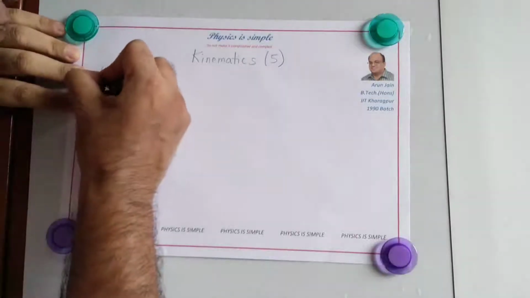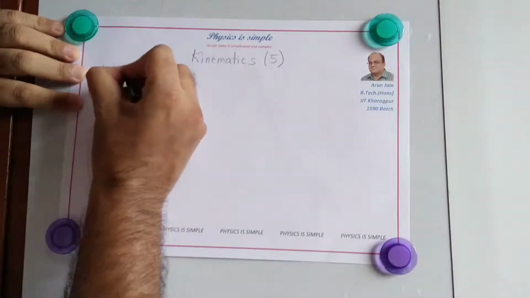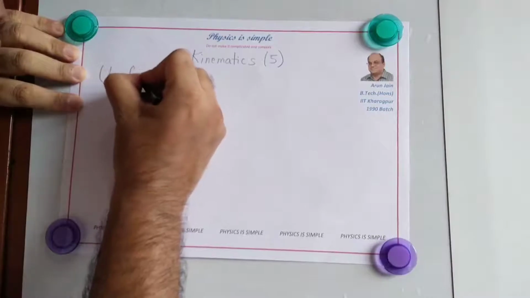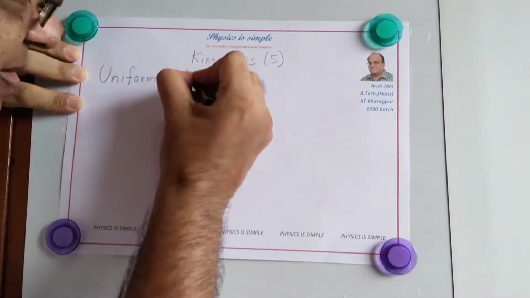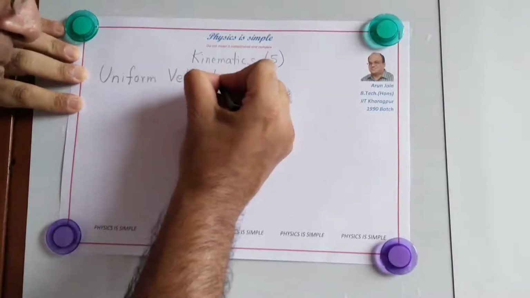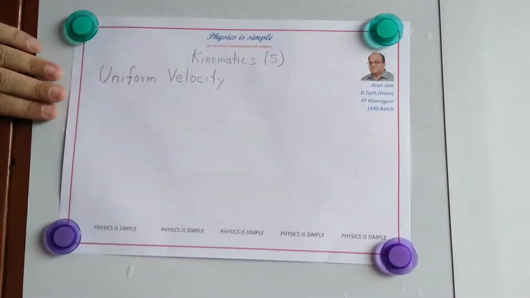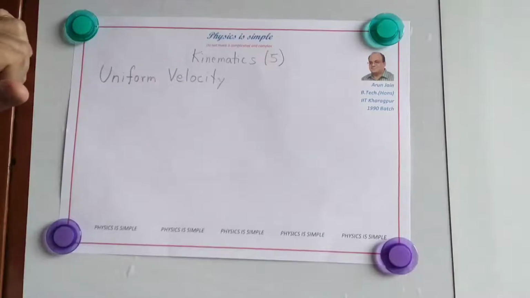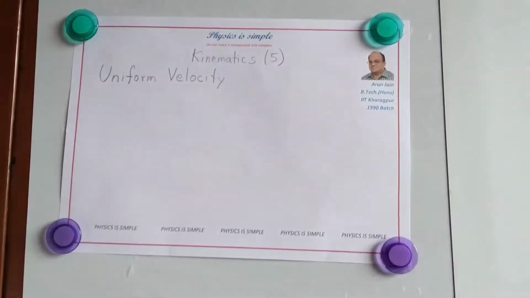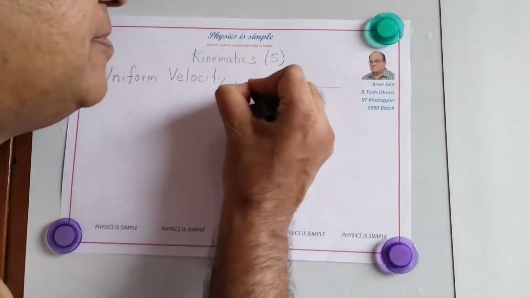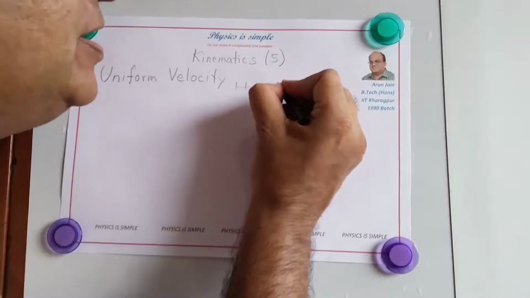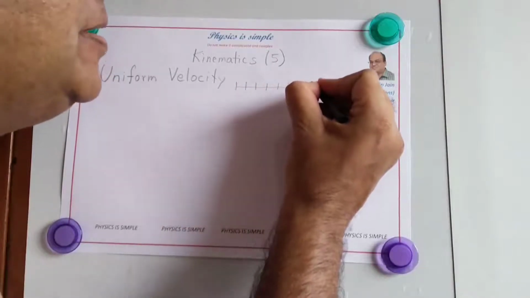What is uniform velocity? Uniform velocity means a particle travels in the same direction. Direction is not changing. So it travels in a fixed direction and covers equal distances in equal intervals of time, however small these intervals may be.